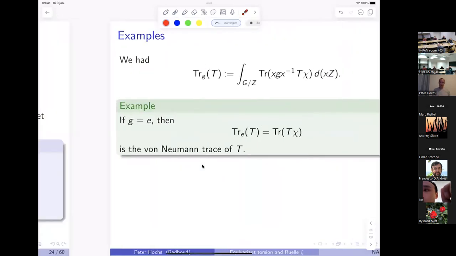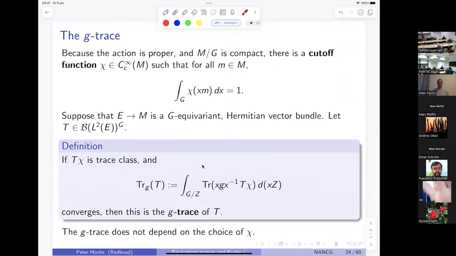Sorry, could you come back to this independence of the choice of this cutoff function? Could you repeat the reason why it is independent of the choice of cutoff function? It's a short computation that involves Fubini. It's a quick lemma. It's not very difficult, just some substitutions and Fubini. This cutoff function is an arbitrary smooth function of compact support satisfying this property.